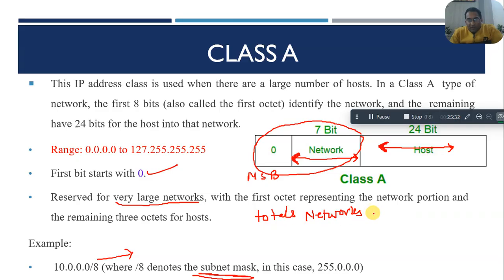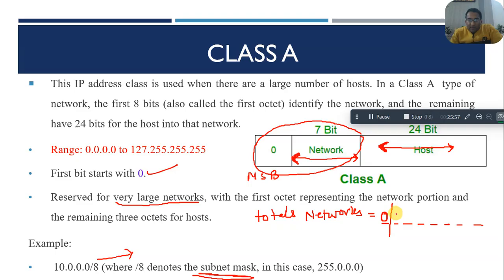So the total networks: the network is identified by the first octet, which has 8 bits. 1, 2, 3, 4, 5, 6, 7 and 8. Out of these 8 bits, the most significant bit is assigned 0. This is not going to be changed. Now we are left with a total of 7 bits.